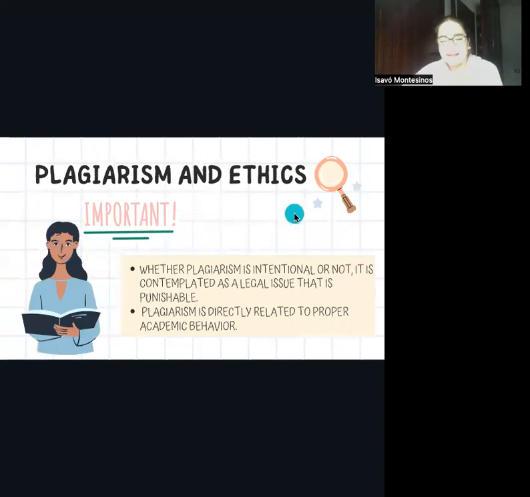Plagiarism and ethics are strongly related because it's part of academic behavior, and it's part of personal behavior. As Vivanco mentioned, no matter whether plagiarism is intentional or not, it is contemplated as a legal issue and it's punishable.